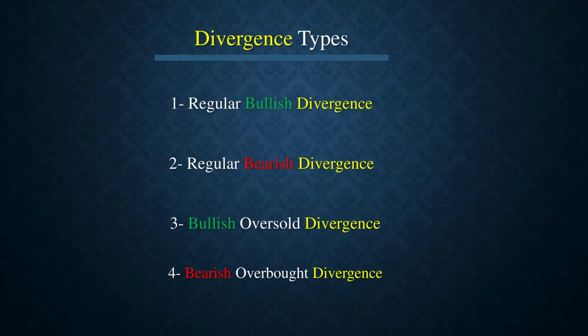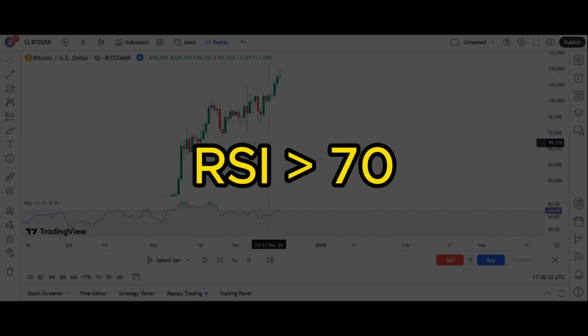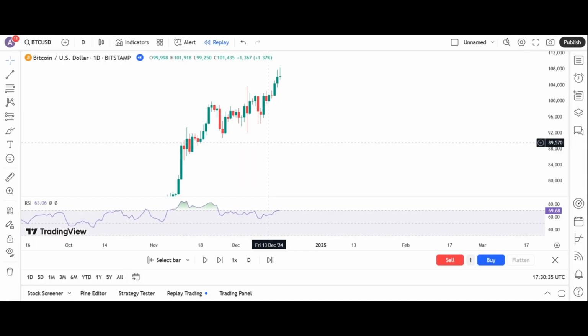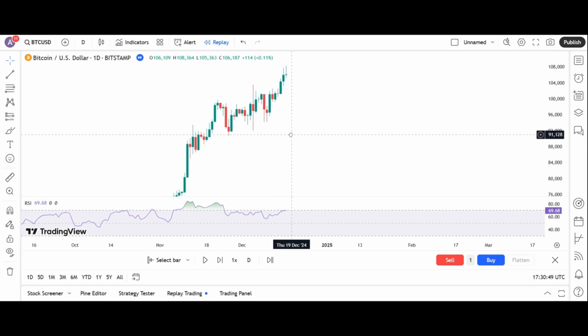The last type is bearish overbought divergence. This happens when the RSI value is above 70. Moreover, overbought does not signal a sudden trend reversal or continuation, and it just illustrates a probable selling opportunity. For example, at this instance, we can see that there is an uptrend, and let me draw the trend line.